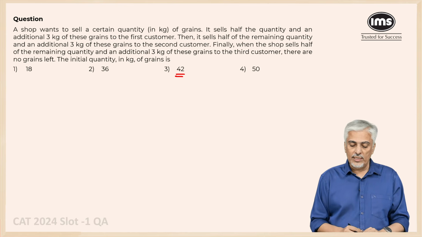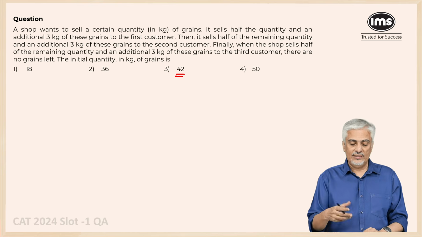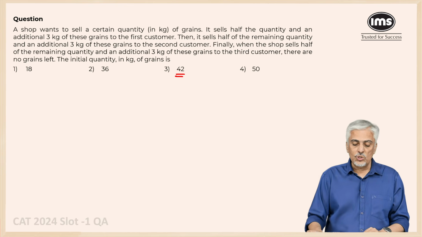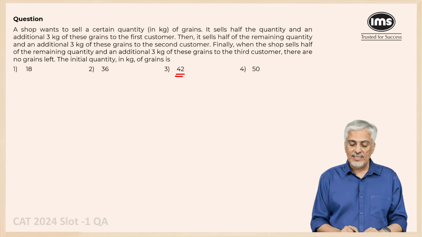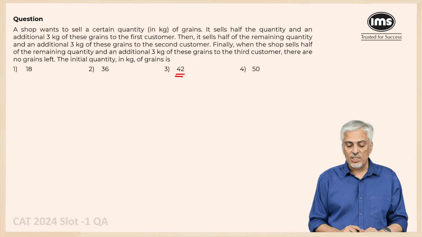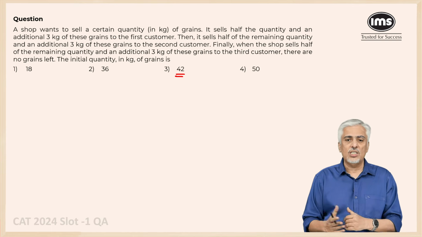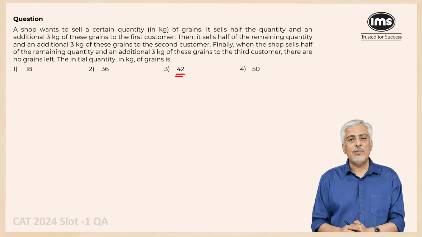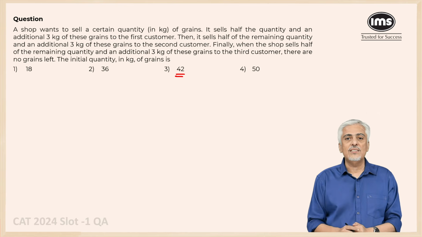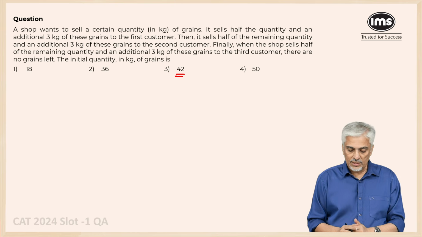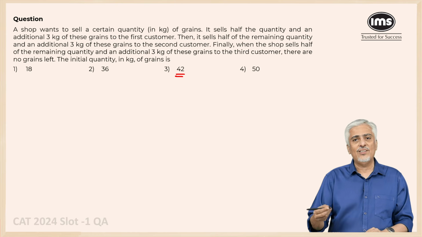So now let's go ahead and do it for the ones who haven't seen it. A shop wants to sell a certain quantity in kg of grains. It sells half the quantity and an additional 3 kg to the first customer. So whatever was available, they gave half, and they gave 3 more kg to the first customer. If you want, I'll show you the long method and then the shortcut. So let's look at the longer method and the shorter method.